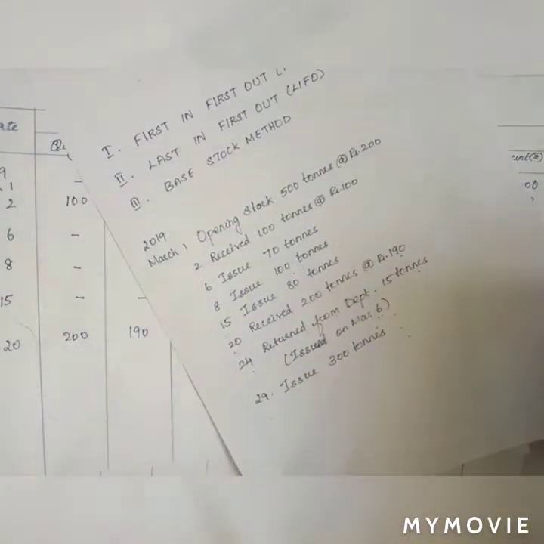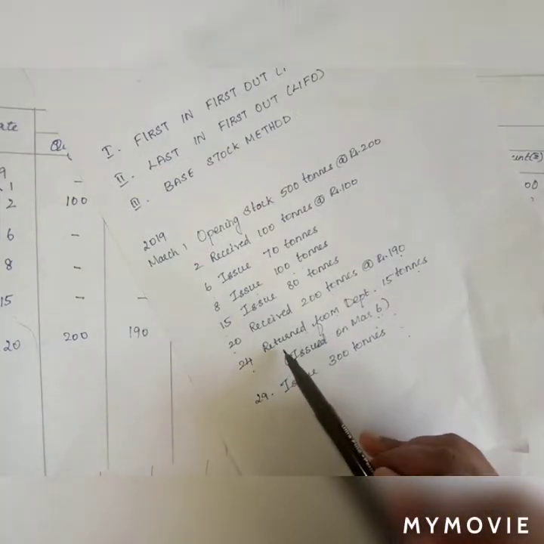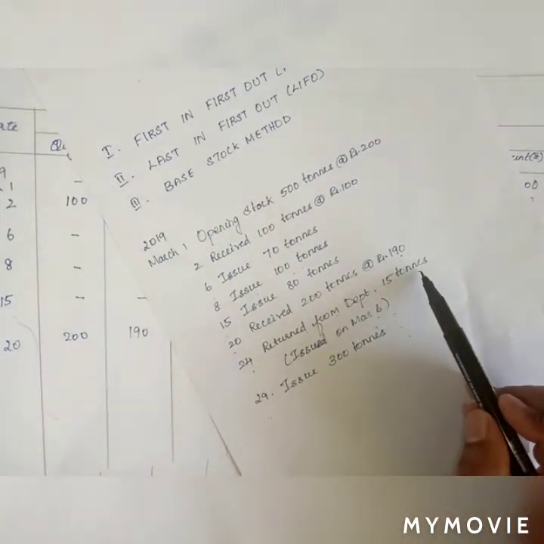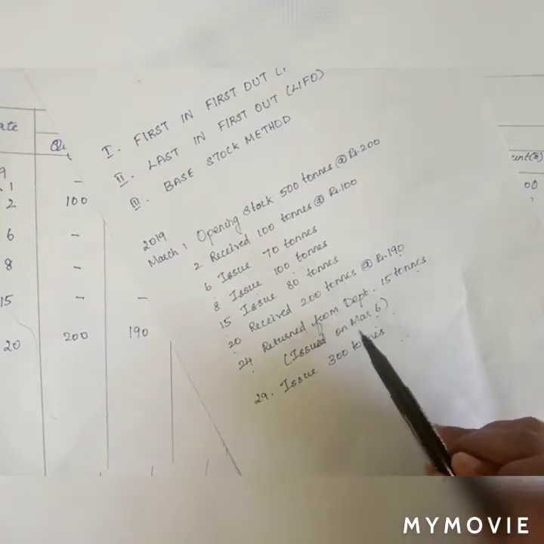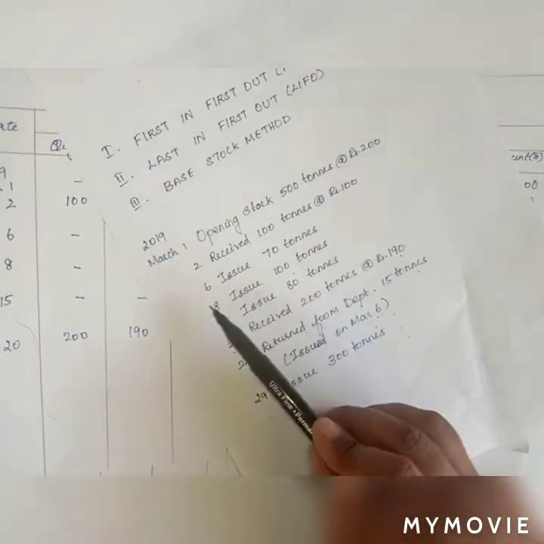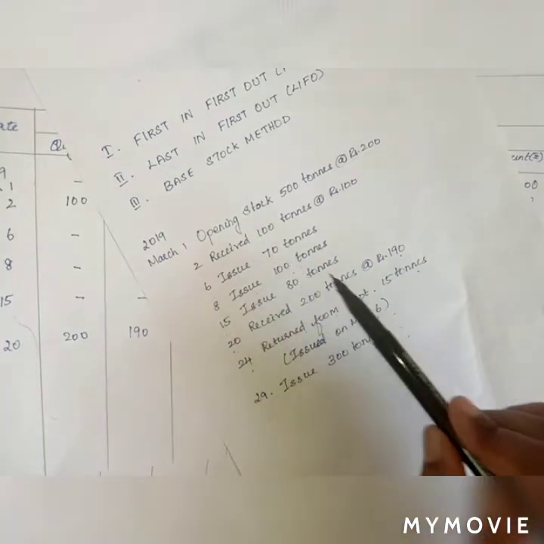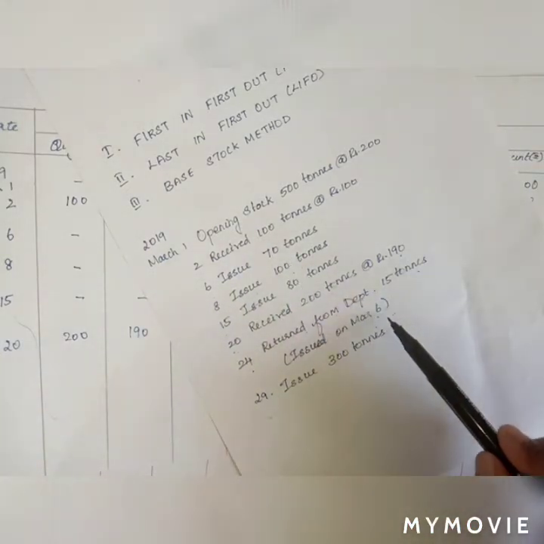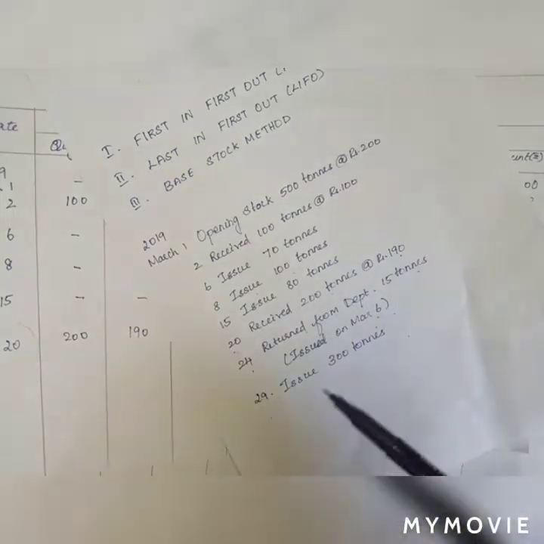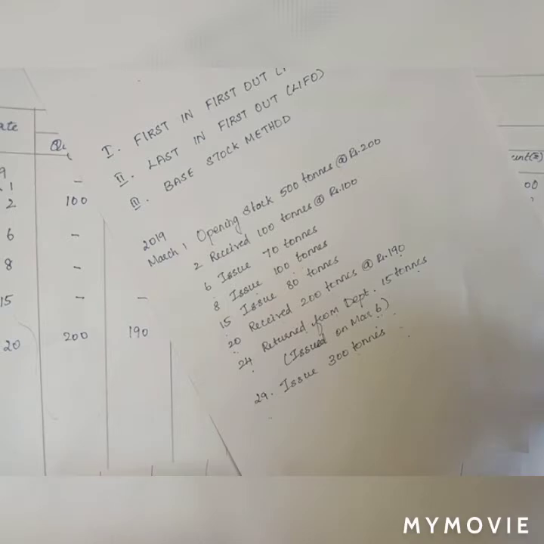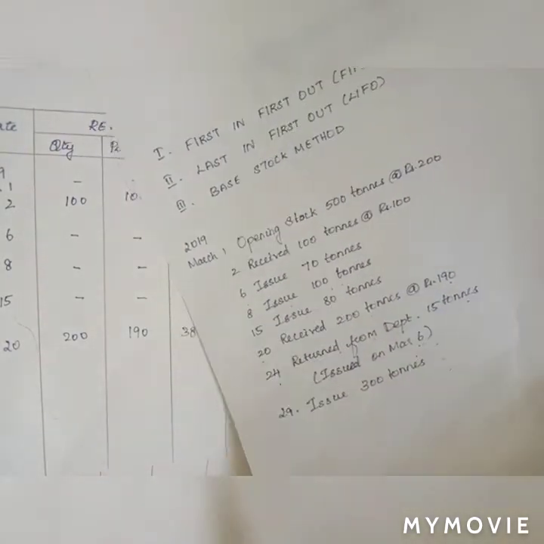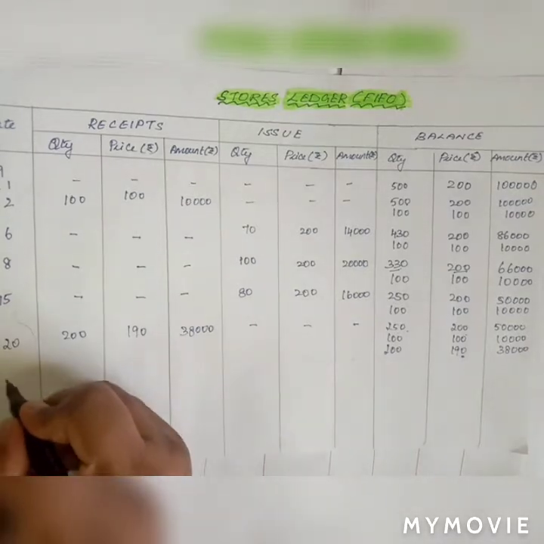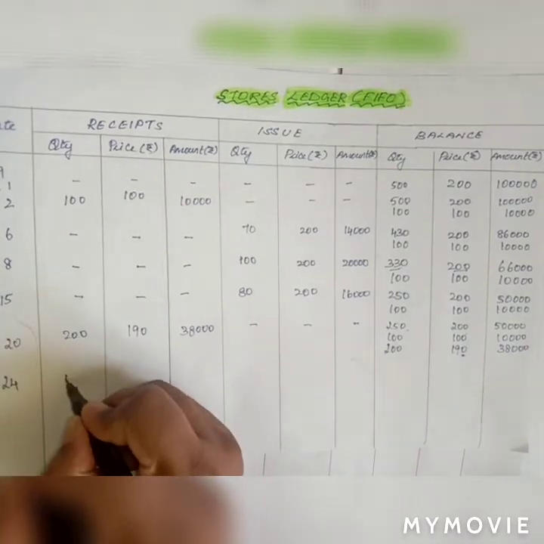Coming back to the question. On the 24th, it has been told returned from department, 15 tons. So returned from the department, which has been issued on March 6th. On March 6th, we issued 70 tons, out of which 15 tons have been released back, returned back. How to treat this? You have to treat it as a receipt since it has been received back by the warehouse. So on the 24th, 15 tons.